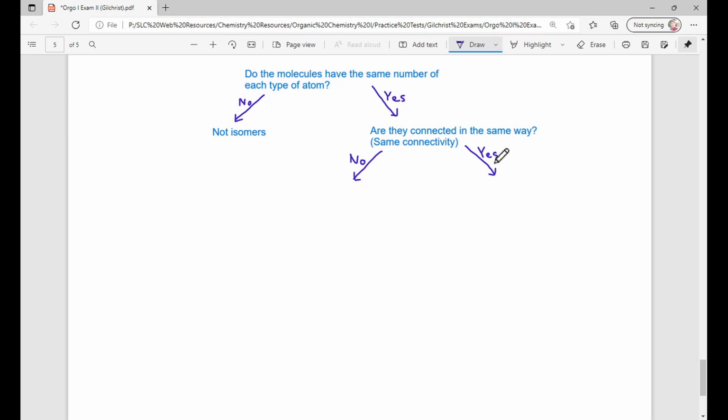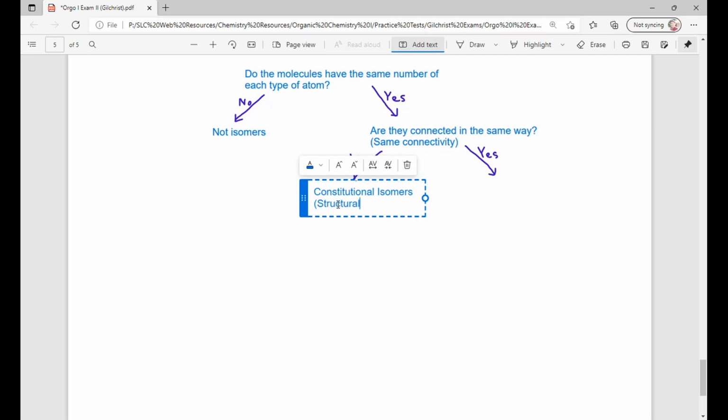If the answer is yes, then we have another question. So, constitutional, can't spell today, isomers. Constitutional isomers, otherwise known as structural isomers. Basically the same thing.